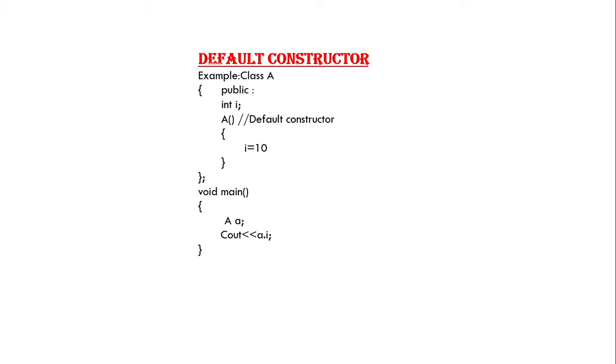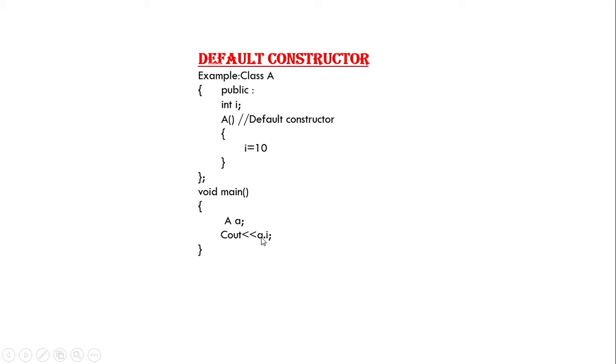Okay, so what I've done is I have defined the constructor and given the value of i as 10. In the main, first of all, I'm creating the object of the class A, and by using the cout function, I am printing a dot i. What will this a dot i do?